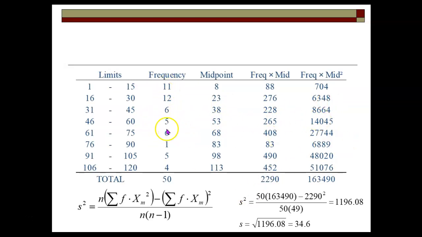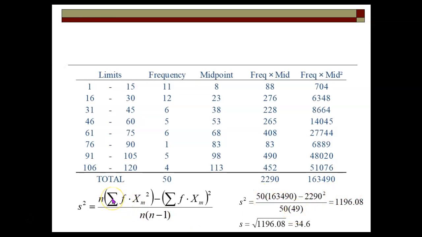The frequencies, these numbers, add up to 50. The frequency times midpoint column adds up to 2,290. And the frequency times midpoint squared column, the numbers in this column, add up to 163,490. So when we put those numbers into this formula, the n here and also here is 50. And then the n minus 1 would be 49. 50 minus 1 would be 49.